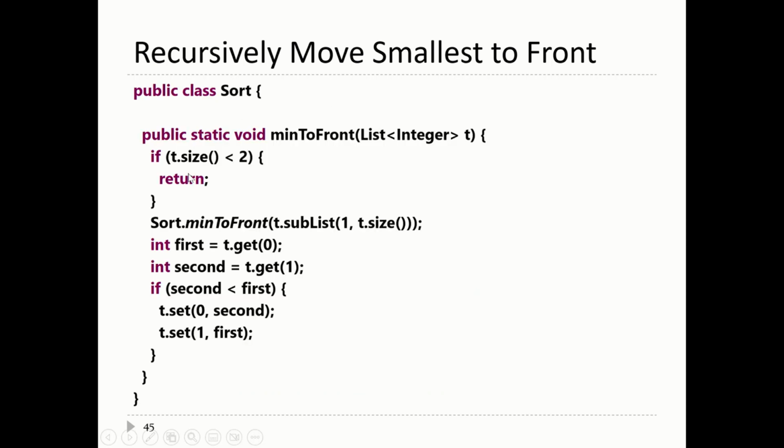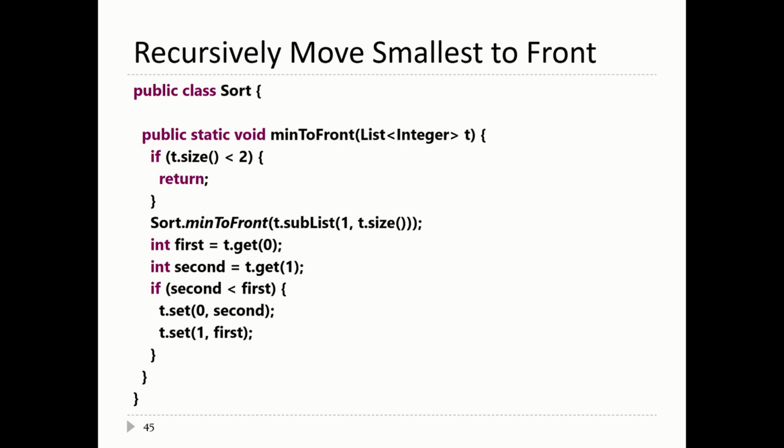So start with a base case. I want to move the smallest element to the front of the list. If the list has size 0, there's no smallest element, so I guess we're done. If the list has size 1, the smallest element is at the front of the list because there's only one element in the list. So we're done. If the size of your list is less than 2, there's nothing to do. The smallest element's already at the front of the list.